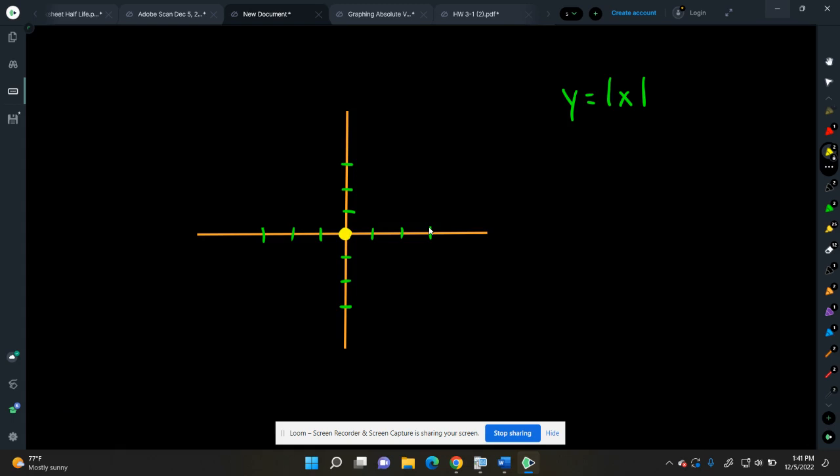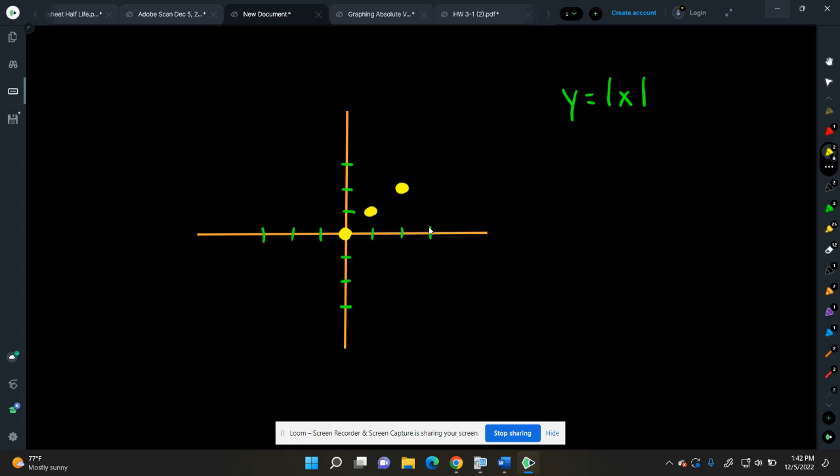When x equals 1, what does y equal? What's the absolute value of 1? 1. So when x equals 1, what does y equal? 1. When x equals 2, what does y equal? 2. Does everybody understand how I plotted these points, where they came from?